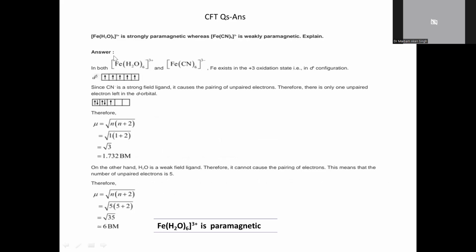Iron is also in the plus 3 state, iron is also in the plus 3 state, which means the configuration is d5 in both the cases.